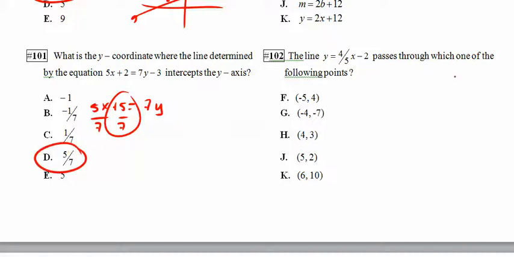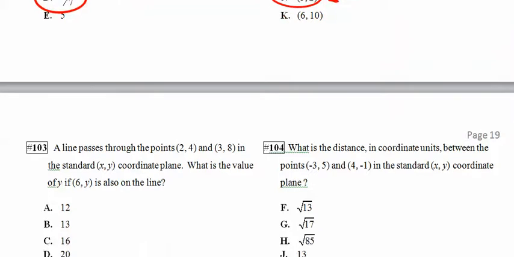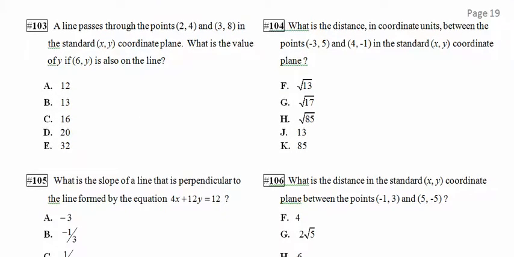The line passed through which one of the following points? Now, I'd love to say there's a simple way to do this. There isn't. Since all these points are the same, I'm going to start plugging them in with this one and this one first. -5 over 5 is -1. -4 minus 2 is -6. No. This one I'll actually show you. 4/5 times 5 by -2. 4 minus 2 equals 2. There it is. No good way to do that. You just got to try them. And there might be a good way, but I don't want to do it.